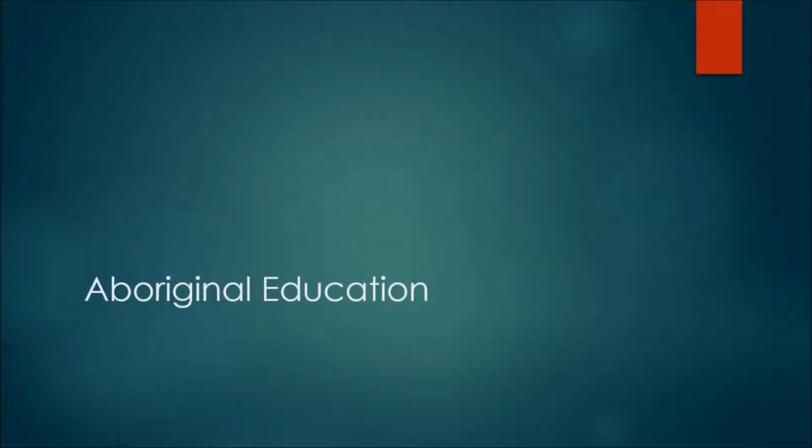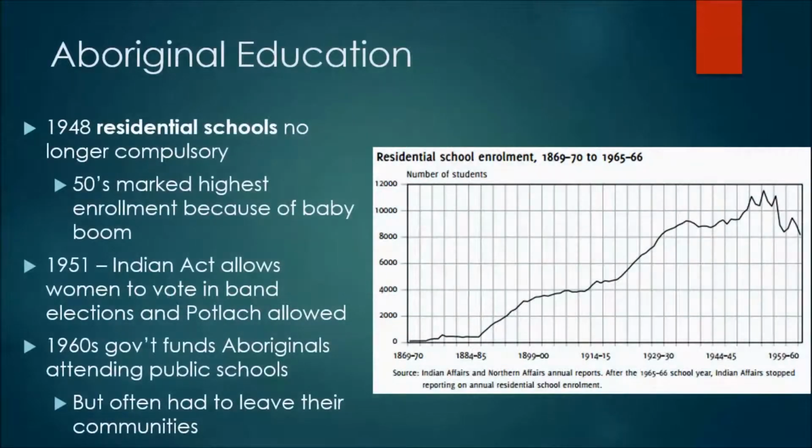So the issue of education came up as well because at that time in the 60s we still had residential schools, but we'll show you what happens with education for Aboriginals and what Canada has tried to do. In 1948, residential schools stopped becoming compulsory. However, there would still be Aboriginals going to these schools.